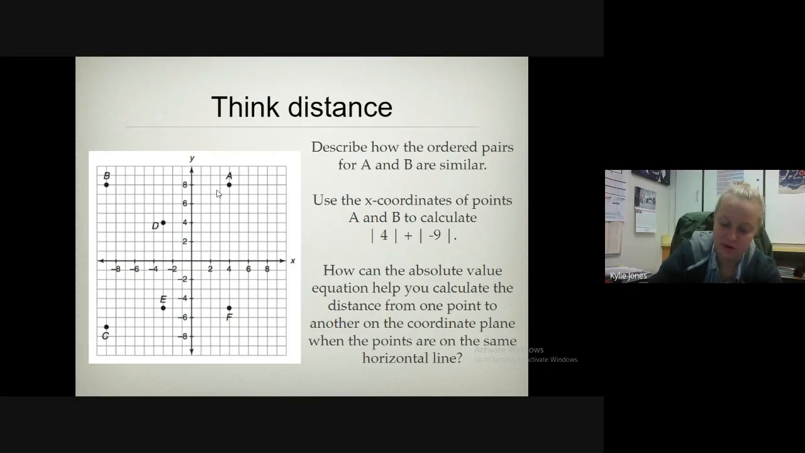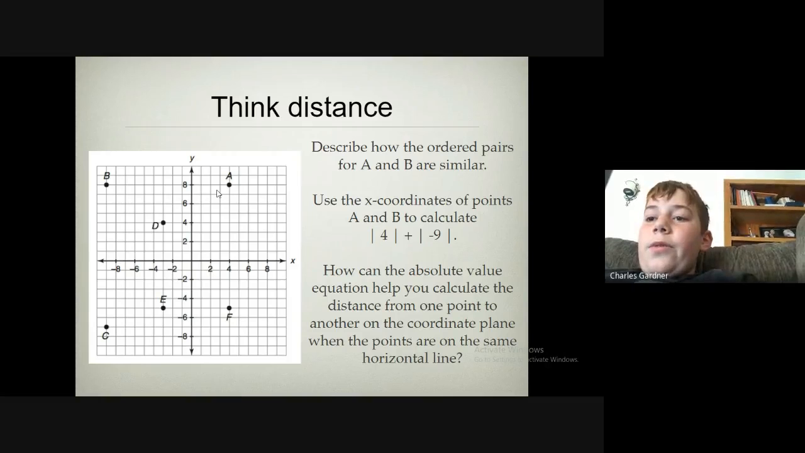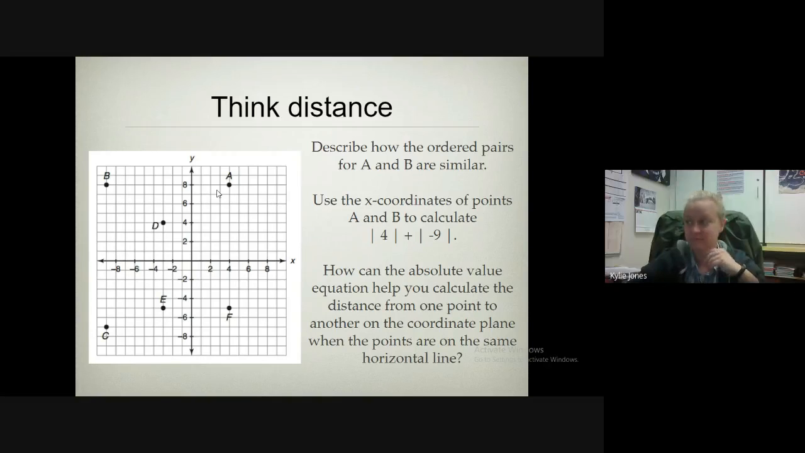So we have point A. They're all connected somehow. We already did A and B, and A is on the same line as F vertically, and F and E are the same horizontally, and E and D are the same, and B and C aren't the same. That makes it a little bit easier to find that distance. So I could ask you to find the distance between A and B, A and F, C and B.